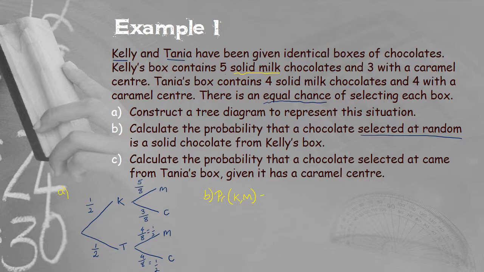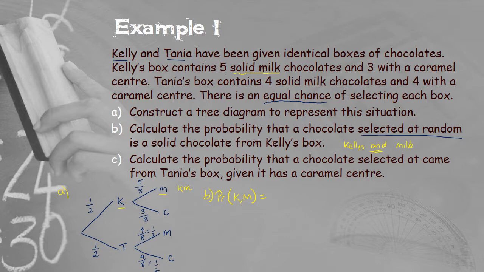So if we're wanting Callie's and milk, we're wanting to follow this pathway to this part of the sample space. If we think about this happening, we're wanting a chocolate that is going to be from Callie's box, and it's going to be one of the solid milk chocolates.